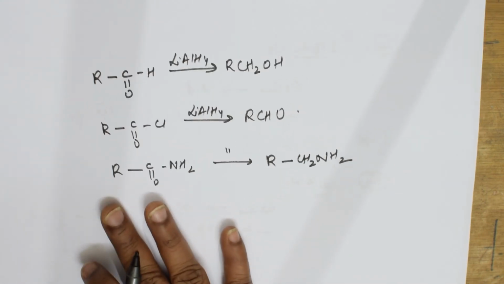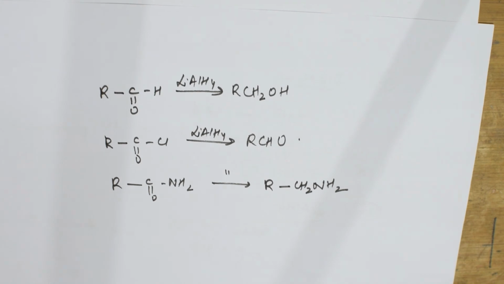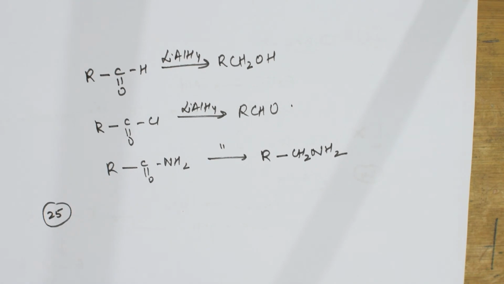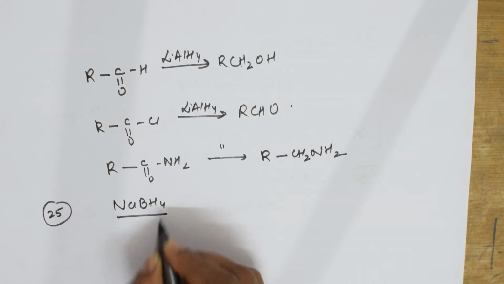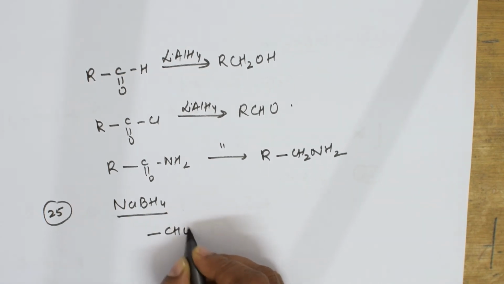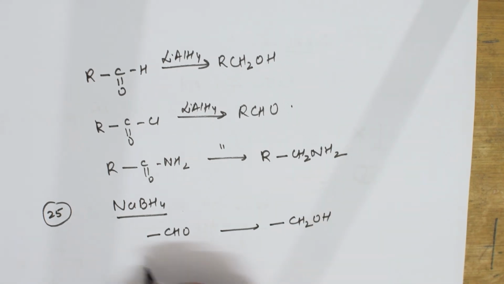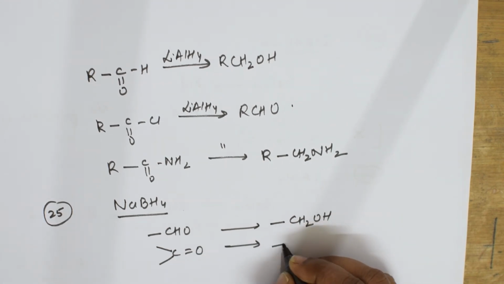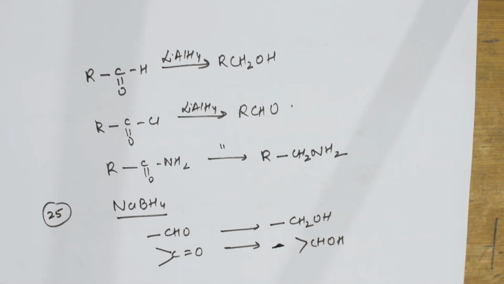Now, after this, reducing agent. Which number is this? This is almost the 24th. Now, after lithium aluminum hydride, I'm going to take sodium borohydride, the 25th mystery of reducing agents. With sodium borohydride as a reducing agent, what is it going to do? In the presence of sodium borohydride, aldehydes get converted into alcohols. This is a primary alcohol. Ketones get converted into secondary alcohols because of two alkyl groups.